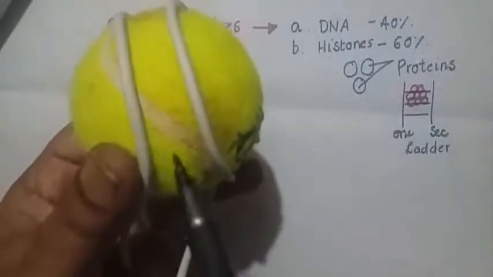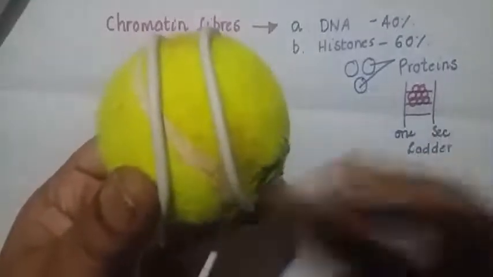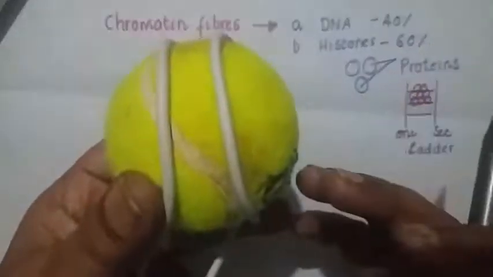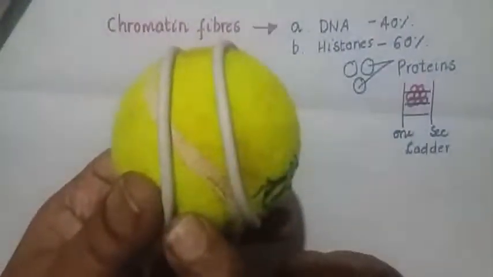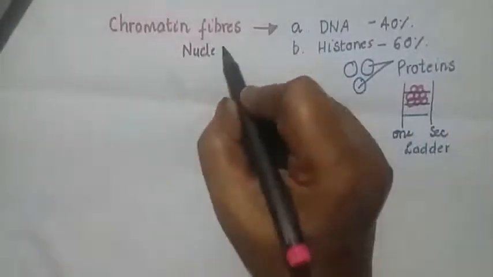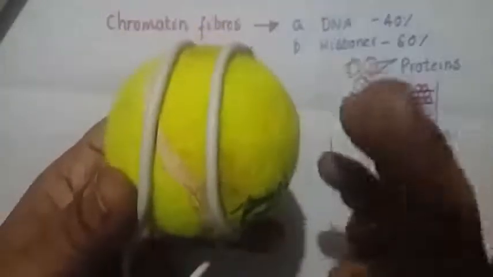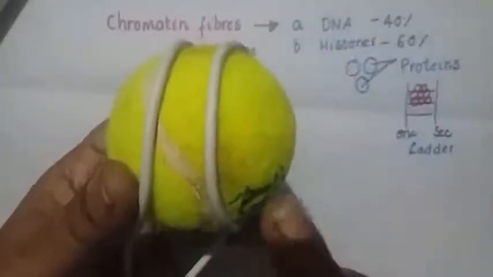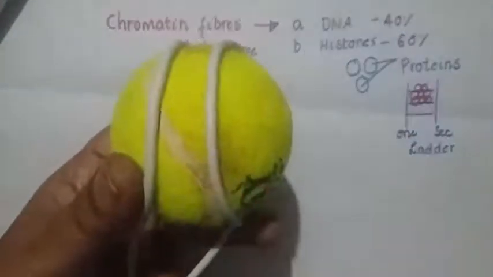So like that you have the DNA strand wound around 8 histone molecules. You can just imagine that there are around 8 histone molecules similar to these balls. Now when the 8 histone molecules are wound by the DNA strand, we call that structure a nucleosome. So what is a nucleosome? It is a complex structure in which the 8 histone molecules are wound by the DNA strands.